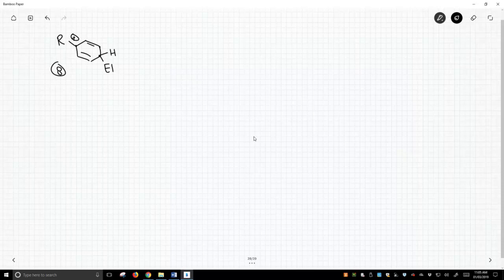And so we need to think of R groups that are going to stabilize this carbocation right here. So we need R as an electron donating group to stabilize that carbocation. Well, what sort of groups stabilize carbocations? The fact is, alkyl groups stabilize carbocations. They stabilize them by hyperconjugation.